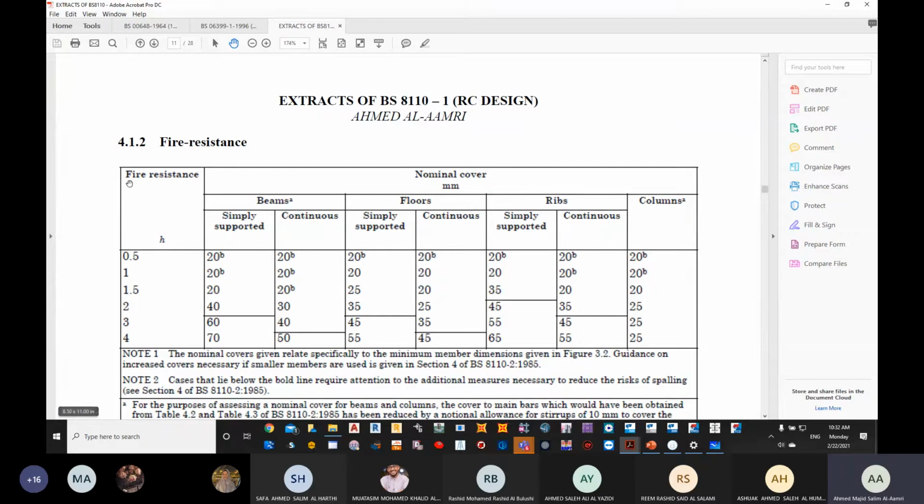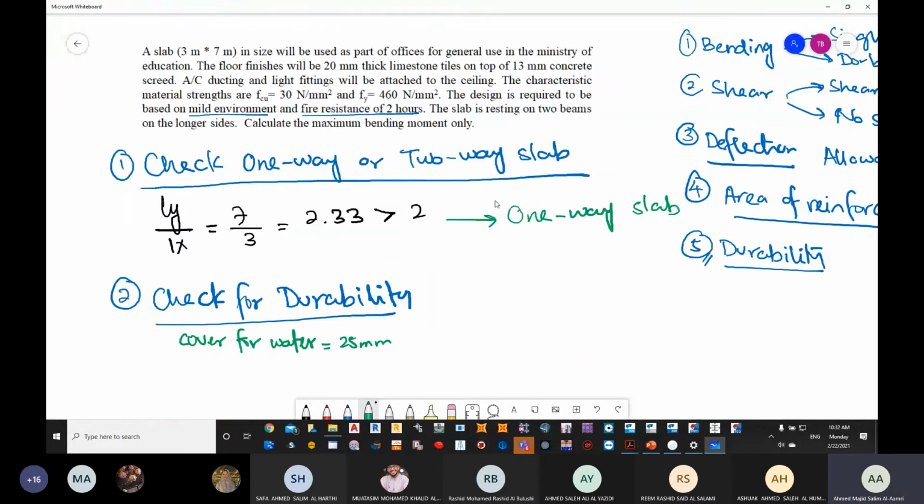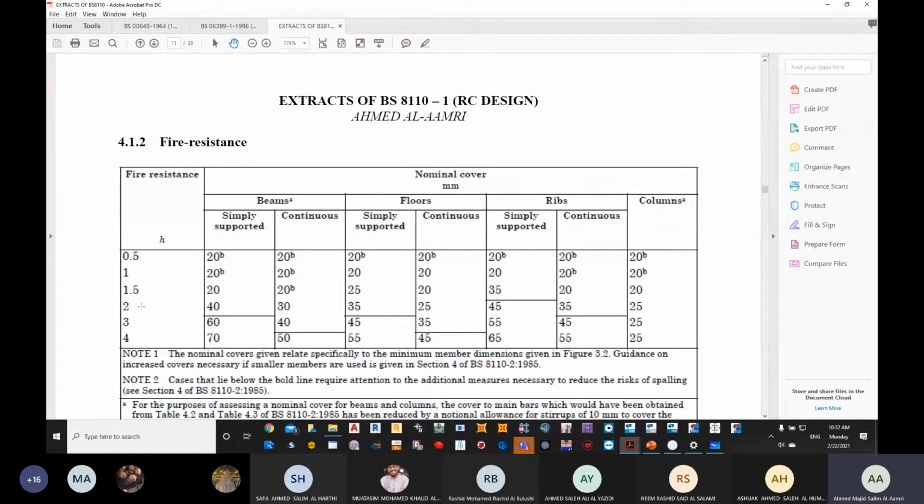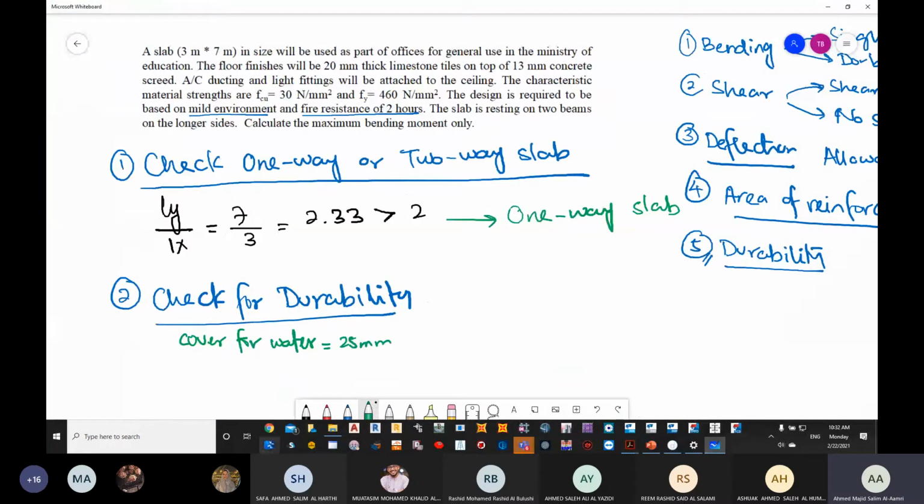Now, in terms of fire resistance, you can see that in our problem, it has been given that it's going to be 2 hours of fire. Okay, 2 hours of fire. So for 2 hours of fire, and then we are going to go for floor, we have 35 for simply supported, and we have 25 for continuous. So we're going to go for 35, which is the simply supported case. So we can say that the cover for fire is going to be 35 mm.